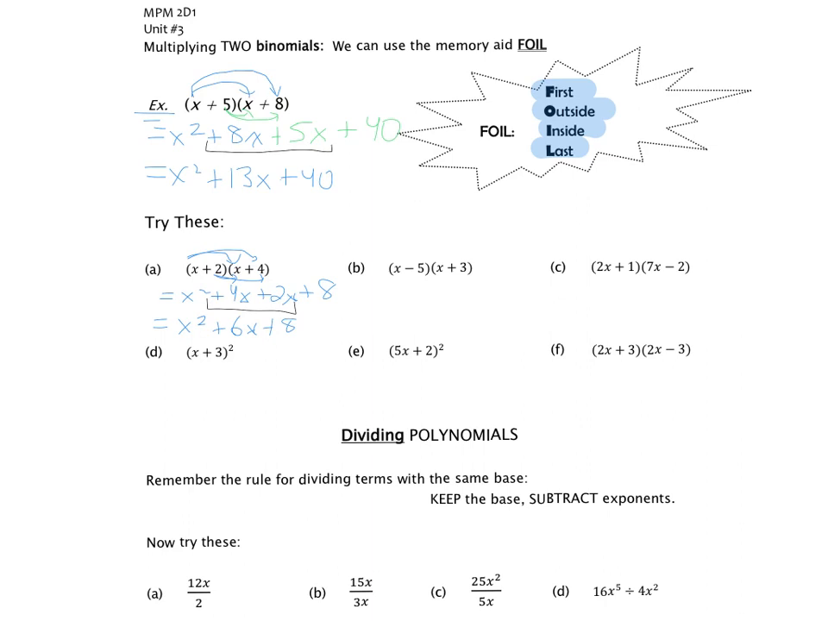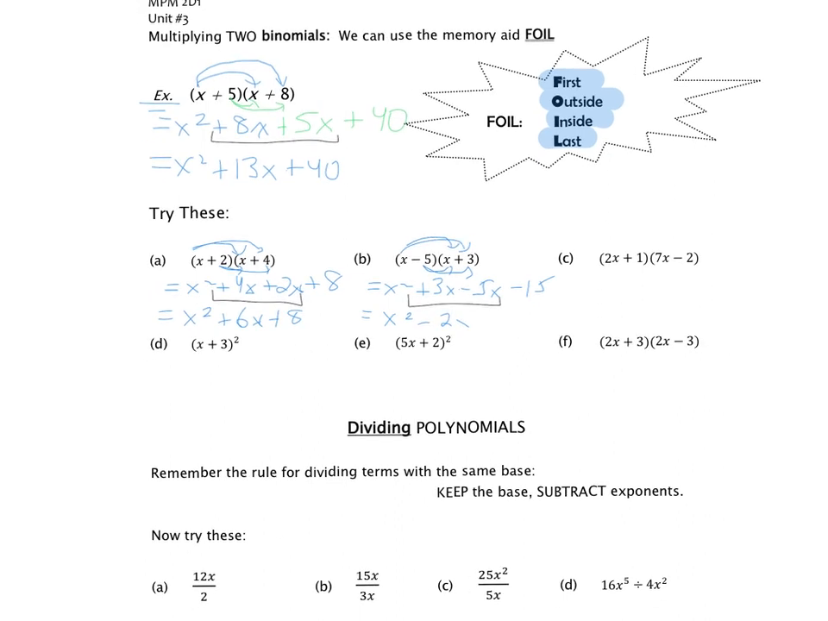Okay, next one. We've got x times x, which gives you x squared. We have x times 3, which gives me 3x. I have negative 5 times x, which gives me negative 5x. And I have negative 5 times 3, which gives me negative 15. Once again, I'm going to put my like terms together in the middle there. And it gives me x squared minus 2x minus 15. Okay, yay if you got that right. If not, take a look at what you did wrong and fix.